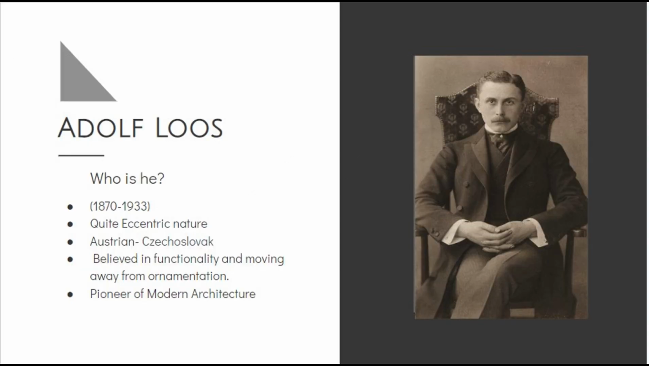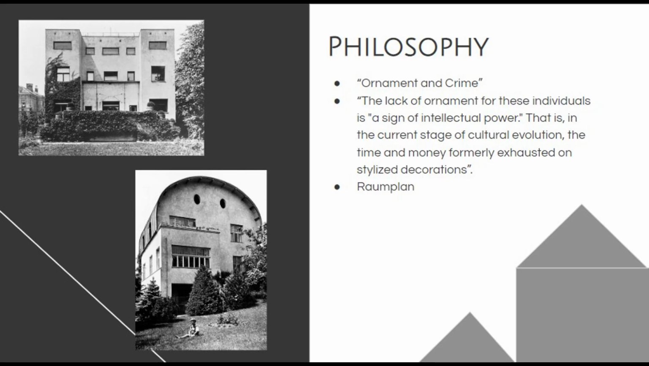Adolf Loos, born 1870 to 1933, is considered a leading figure in modernism and modern architecture. With his very particular personality for the time and quite eccentric nature, his work and philosophy surrounded the idea of functionality and moving away from ornamentation. One of his most well-known writings was Ornament and Crime, which explored his philosophy of being against ornamentation and sculptural cladding, as stated by Loos in Harry Francis Mallgrave's Modern Architectural Theory: A Historical Survey.